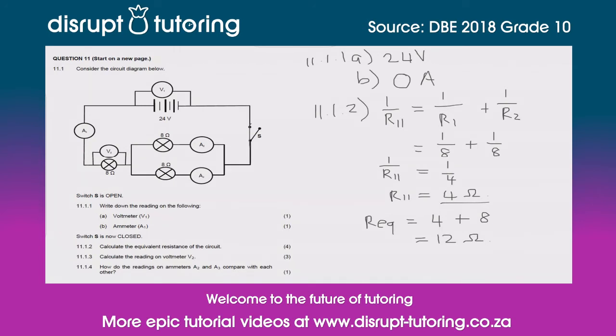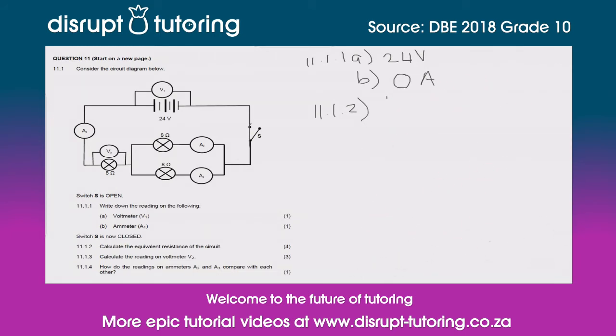Okay, then let me just clear up some of this stuff here, now that we know the equivalent resistance. Now they want the reading on voltmeter V2. There are a few ways to go about this particular problem. You can use ratios, but I'm going to stick with the method of breaking up the whole circuit.